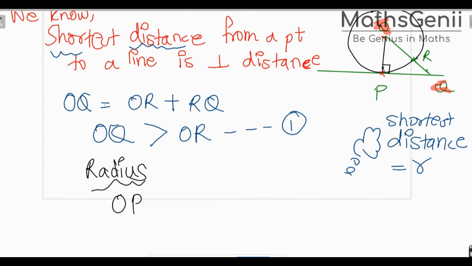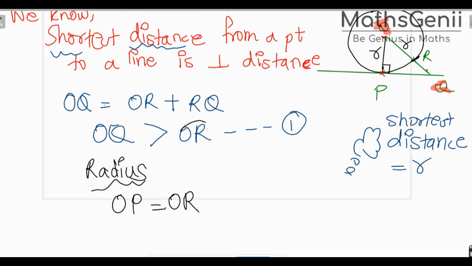OP is your radius. OR is also your radius. See, it is passing through O. O is your center and touching one of the points of the circle. So OR is also your radius.